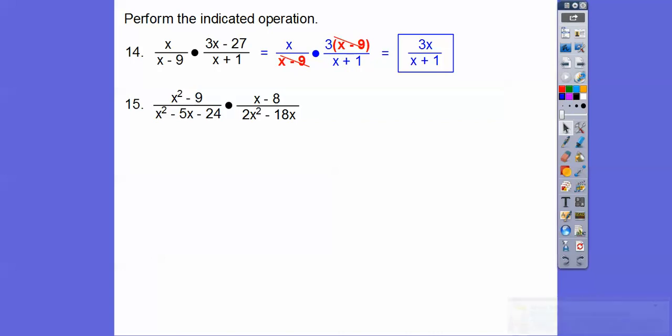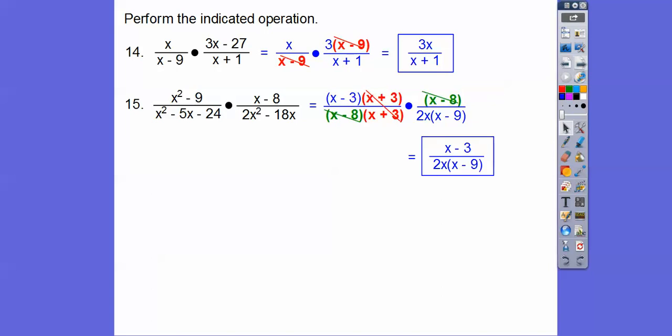Factors of negative 24 are negative 8 times 3, so x minus 8, x plus 3. Here I'm going to pull a 2x out, and we're left with x minus 9. Okay, cancel all the common factors. We're in the spirit of red and green, aren't we? So the x minus 8's cancel, the x plus 3's cancel, so there's our answer we're left with.